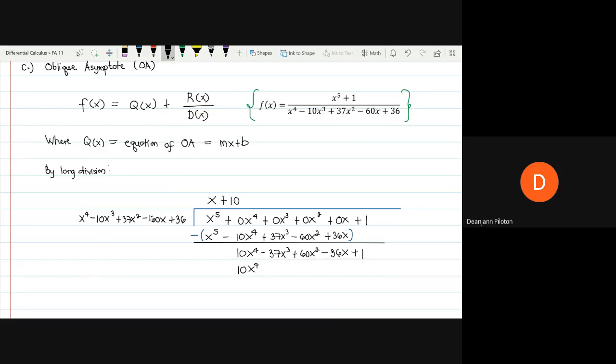Same process, distribute one by one. So I will go straight: minus 100x raised to 3 plus 370x raised to 2 minus 600x plus 360. And then we multiply this result by negative and combine it with the preceding result.